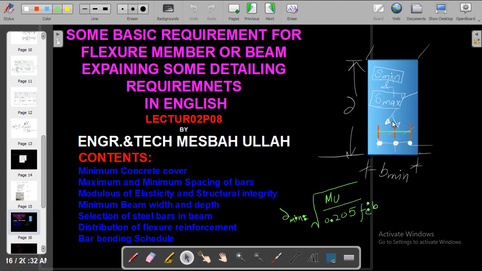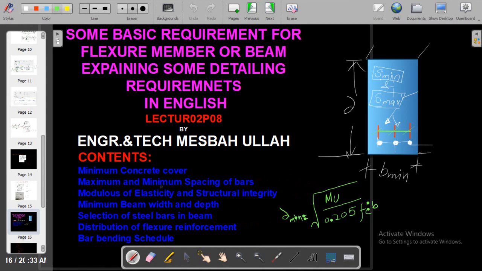Students, as you saw in the previous lecture, we found the minimum width of the beam. We discussed how to fix the minimum width of the beam. And in today's lecture, we will see how to find the minimum effective depth. This effective depth d minimum is very, very important. How to fix it? This is the question.